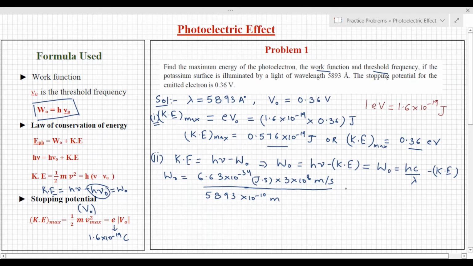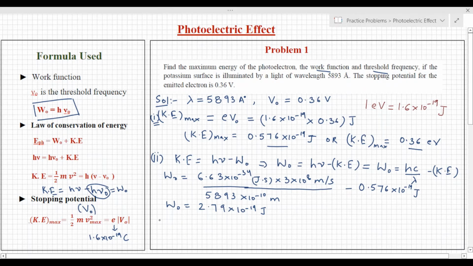Now if we are using joules, then we will substitute this value 0.576 into 10 raised to the power minus 19 joules. After solving it, you will get the work function approximately equal to 2.79 into 10 raised to the power minus 19 joules. You can easily convert it into electron volt also. Just divide these joules by 1.6 into 10 raised to the minus 19. Okay, now we have found the work function.